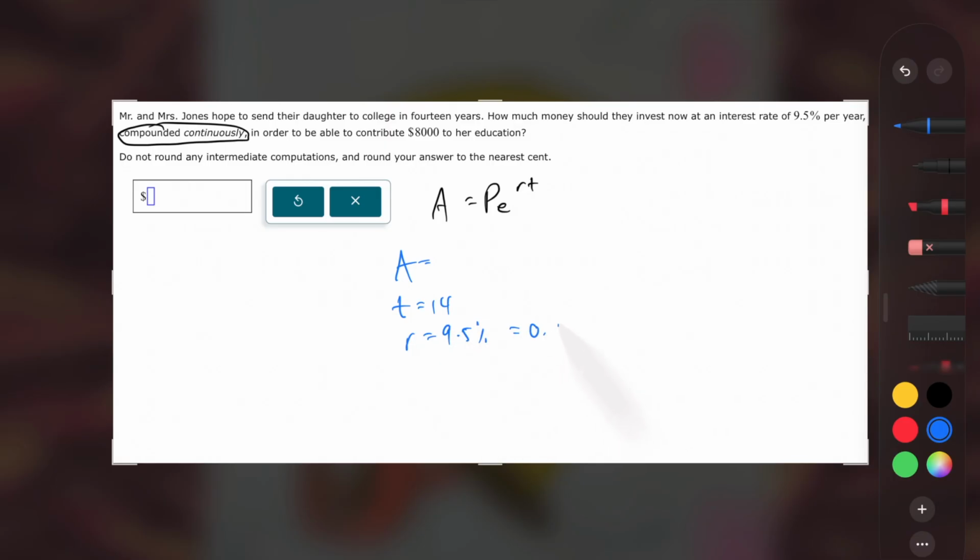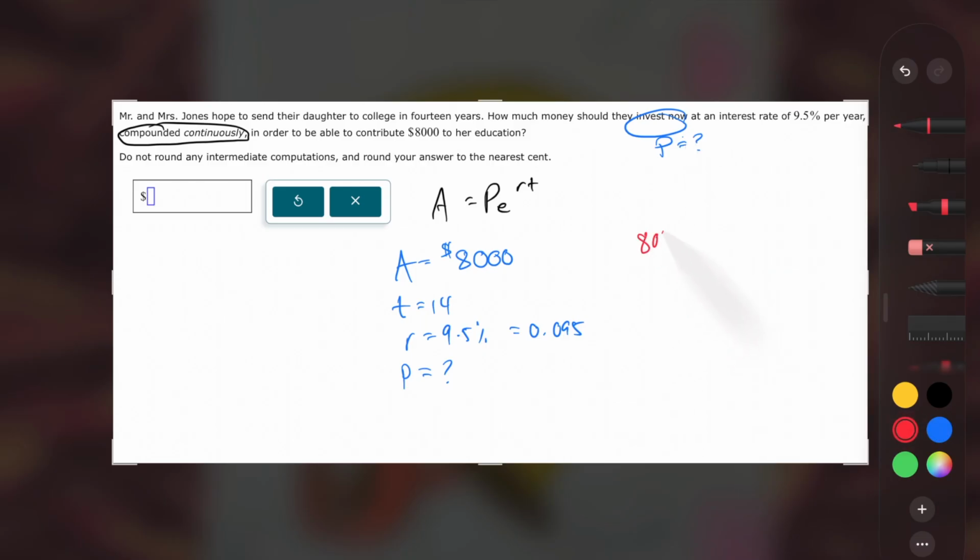So that would be 0.095. "Compounded continuously" tells us to use that formula in order to contribute $80,000 to our education. So that's how much money we want in the end. We are trying to figure out how much they should invest now. How much should they invest now? That tells us we are finding P, okay?